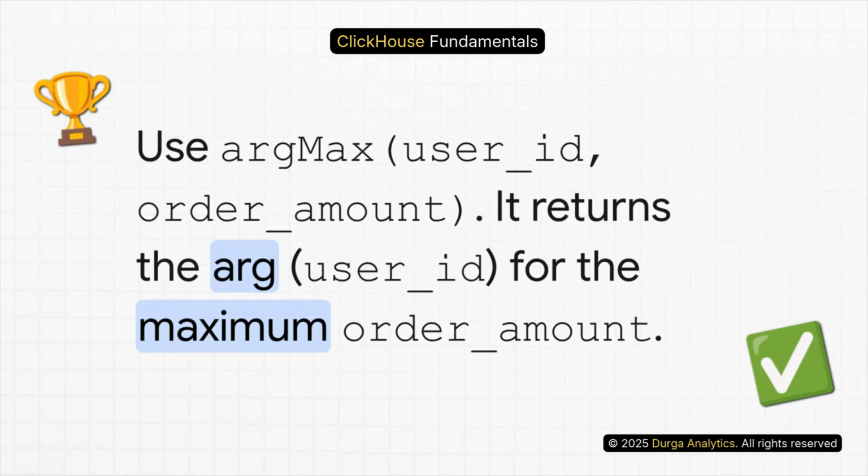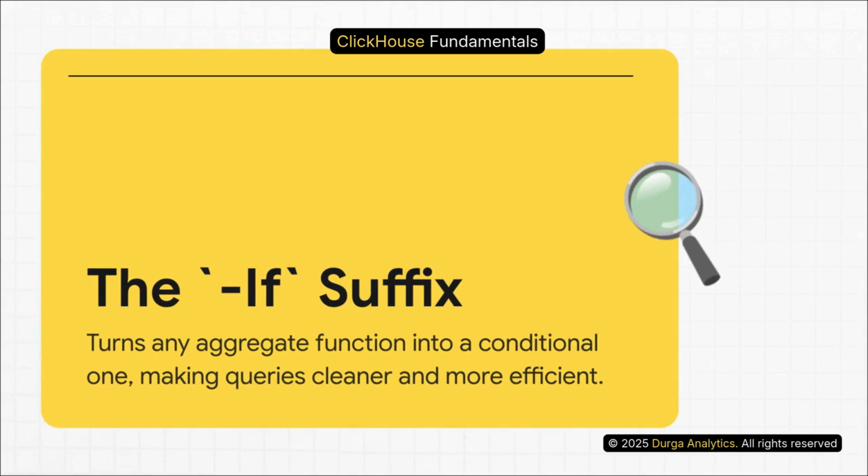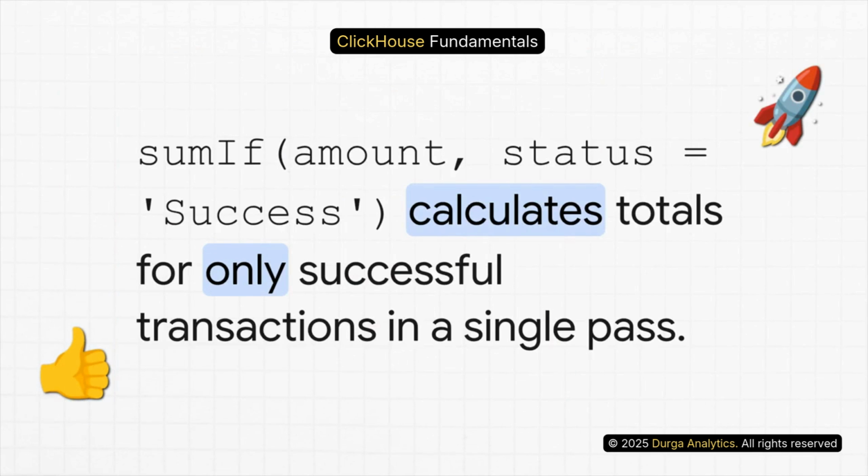So simple, so powerful. Another one of my favorite features is the If suffix. You can just tack this on to pretty much any aggregate function to make it conditional. This cleans up your queries like you wouldn't believe and makes them run faster by avoiding complex CASE statements. For example, let's say you want to sum up the revenue, but only for successful transactions. Easy. Just use sumIf(amount, status = 'success'). This lets you calculate multiple metrics like total revenue and successful revenue in a single pass over the data. It's way more efficient than filtering with a WHERE clause for each metric.